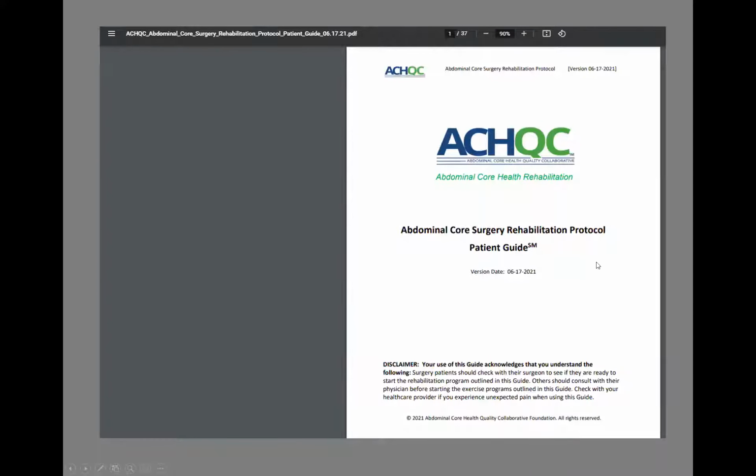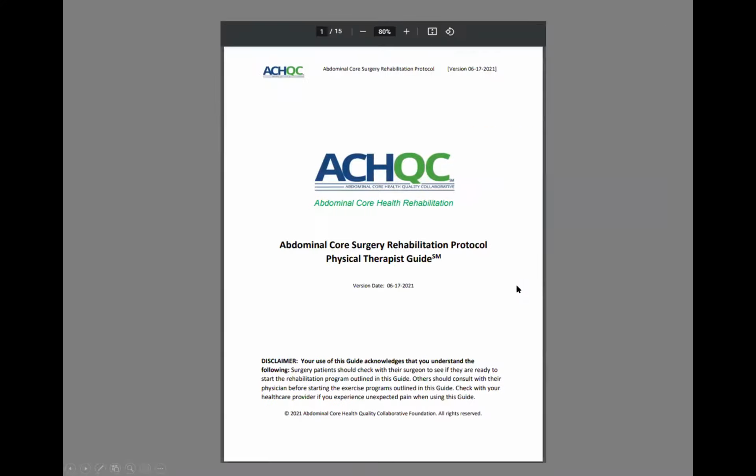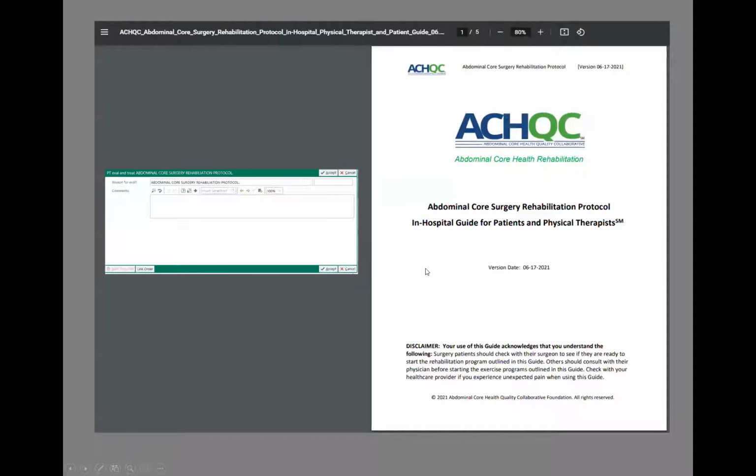So when you click on the patient guide, this is how it looks, at least the first page. It's 37 pages long, and it's full of information and pictures of exercises and so forth. And if you click on the abdominal core surgery rehab protocol physical therapist guide, it's about 15 pages, and I usually forward this to the physical therapist. And for the hospital inpatient guide, it looks like there are only 5 pages, but I also borrow from the other two and send this to the Department of Physical Therapy in the hospital.